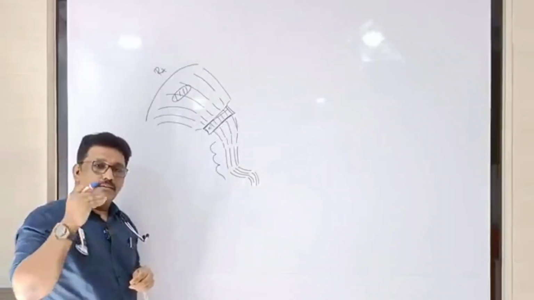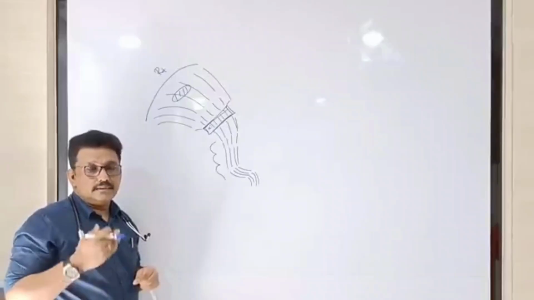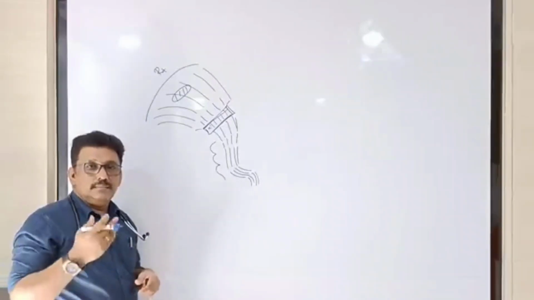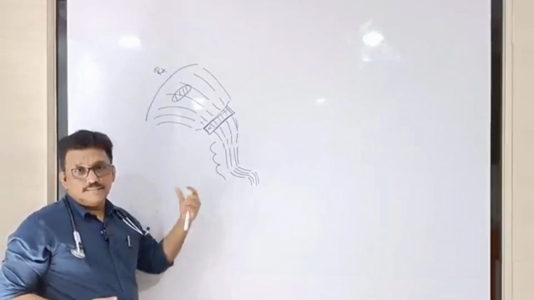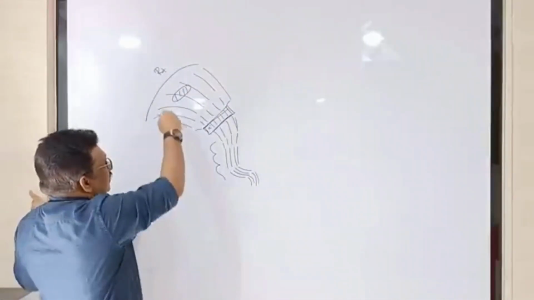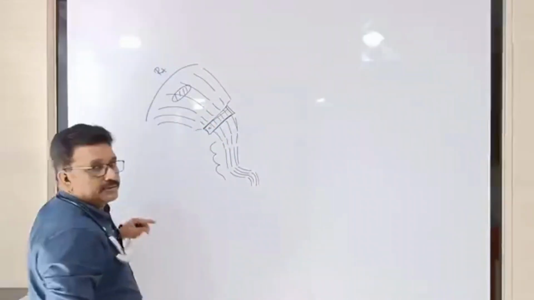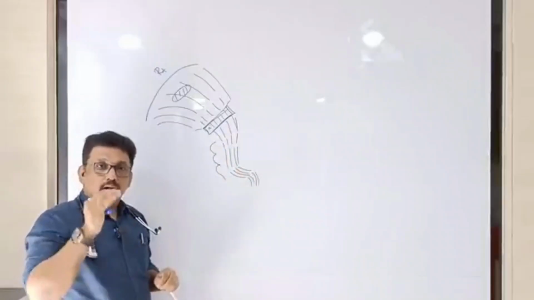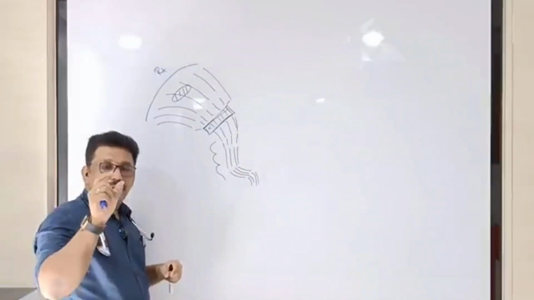So the patient can have features of raised ICP: headache, vomiting, some visual disturbances, and weakness. We'll see what type of weakness this patient is having. You have seen that the pyramidal tract comes down to the lower medulla and crosses to the opposite side. So the patient will have opposite side weakness. How will the weakness be? Only a few fibers are involved, so the weakness will be minimal.